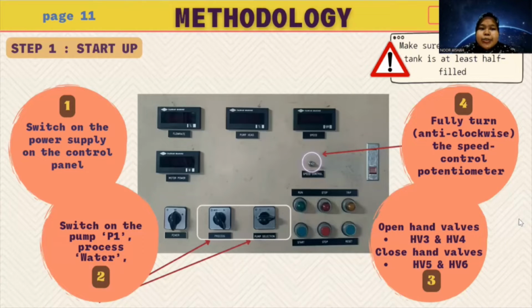Next, methodology. Firstly, the power supply on the control panel is switched on, followed by the button for pump P1 and the process water. Next, the speed control potentiometer is fully turned anti-clockwise to the minimum value. At this time, hand valves HV3 and HV4 are open, while hand valves HV5 and HV6 are closed. Before I start this experiment, the water tank needs to be at least half filled with water.